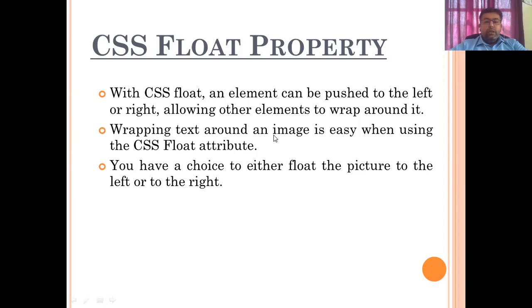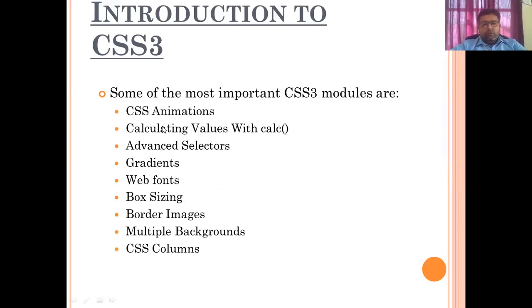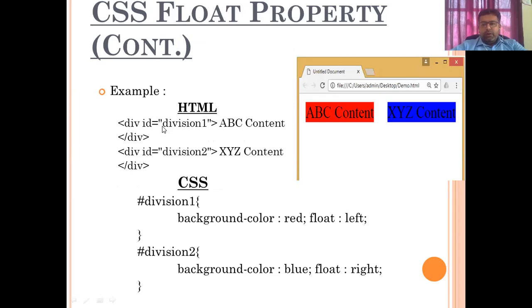Wrapping text around an image. Now this is the new thing. Wrapping text around an image is easy when using the CSS float attribute, and you have a choice to either float the picture to the left or to the right. So this is the float property, which gives an additional advantage for the web page. Now here we are completing all the CSS properties and elements.